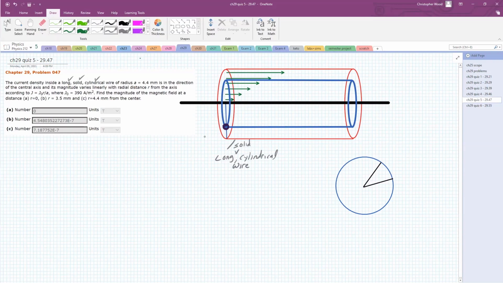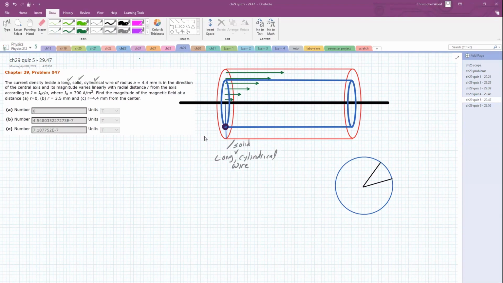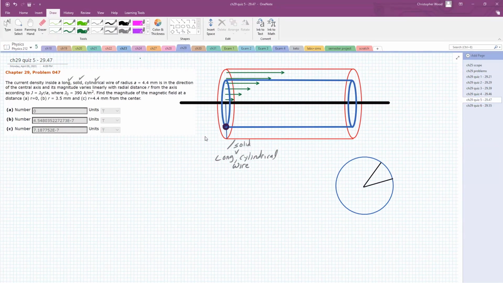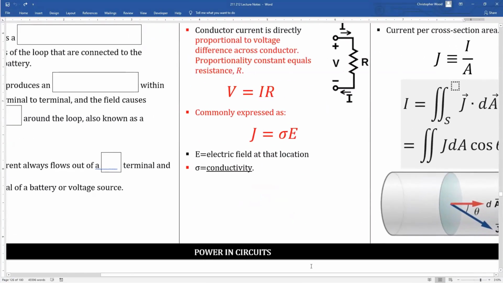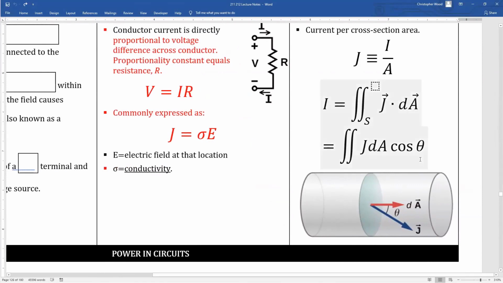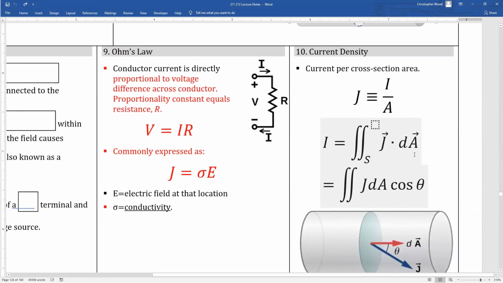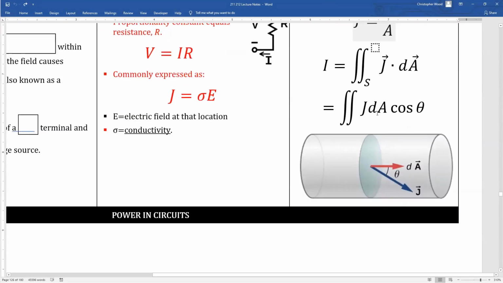And in chapter 27, this is going to sound a little bit obscure, but let me go to my chapter 27 green sheets. You have those. In chapter 27, this actually was introduced. Chapter 27 had right here in box 10 something called current density. And it's yet another density. So it's just current per cross-sectional area.